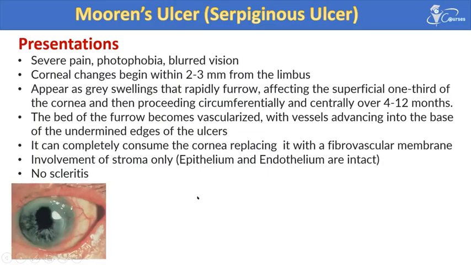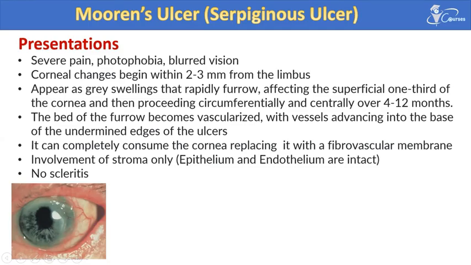So what is the presentation of Mooren ulcer? Mooren ulcer is characterized by severe pain. This is one of its features: severe pain, photophobia, and blurred vision. Those patients will have peripheral ulceration starting from the stroma, 2 to 3 millimeters from the limbus, and you can see it appears as grayish swelling with a furrow, like a depression here in the stroma, involving the superficial 1/3 of the cornea, and then it will spread circumferentially.